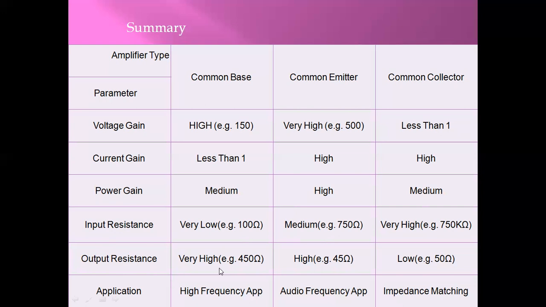Moving on to the output resistance, in the case of common base, it is very high, that is 450 kilo ohms. Common emitter is high, that is 45 kilo ohms. And it is very low in the case of common collector, that is 50 ohms.